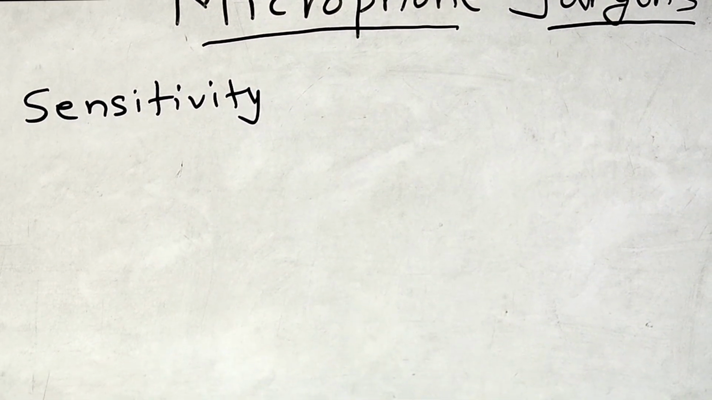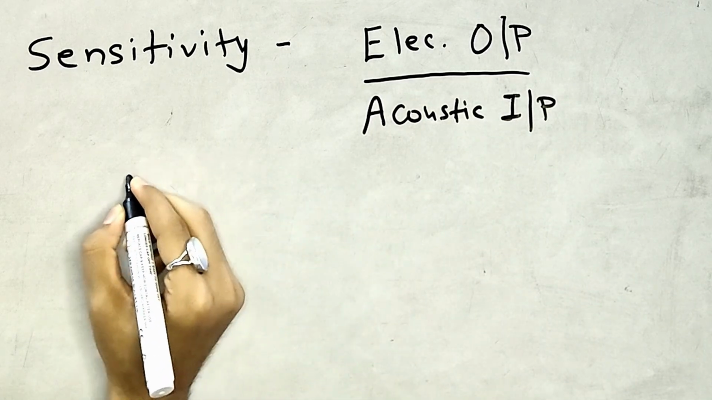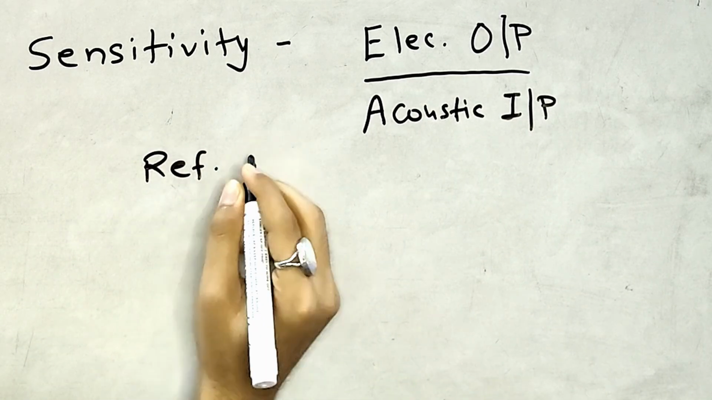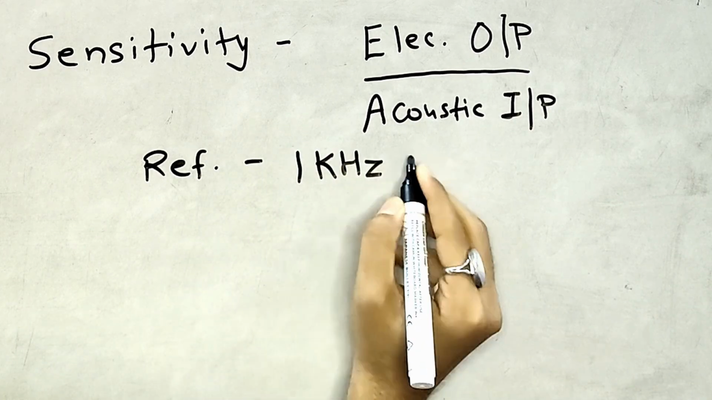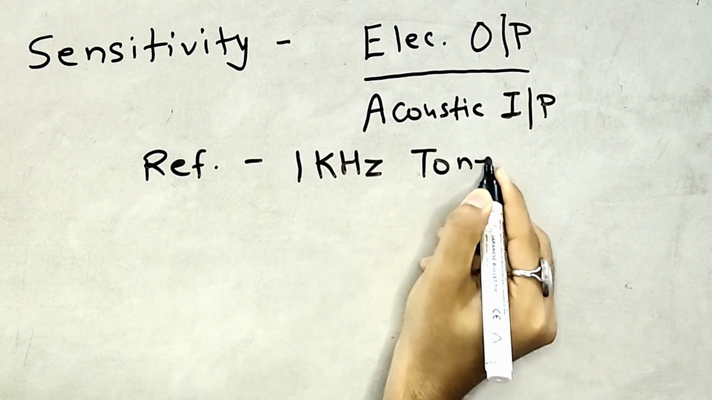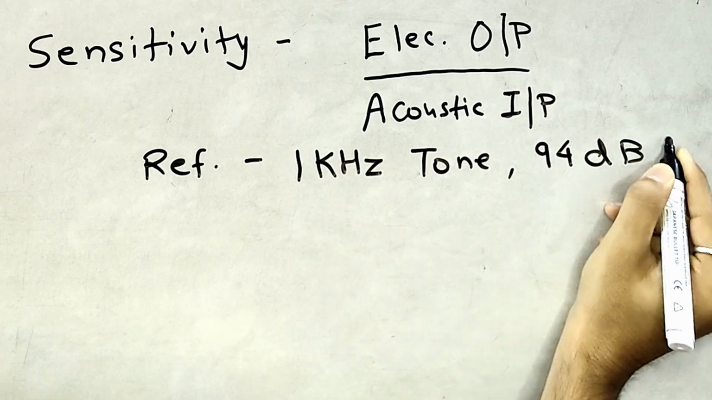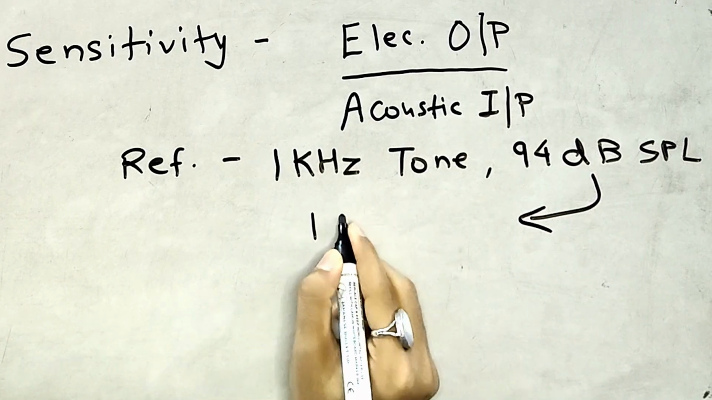For a MEMS microphone, sensitivity is the electrical output the mic generates to a known standard acoustic or sound input, and the entire audio industry uses the same reference sound input as standard, that is 1 kHz tone with a 94 dB SPL or sound pressure level, which corresponds to 1 Pascal of pressure.